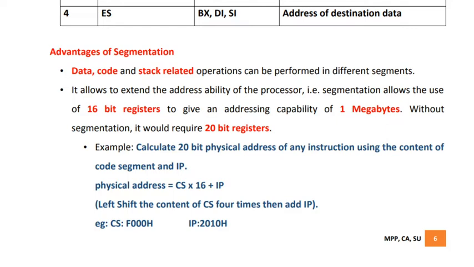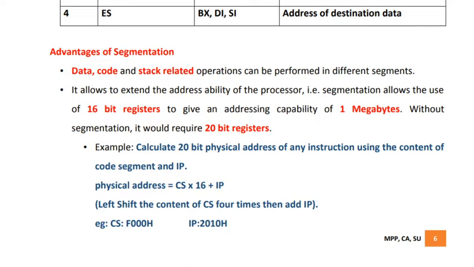It allows us to extend the addressability of the processor. That is, segmentation allows the use of 16-bit registers to give an addressing capability of 1 megabyte. Without segmentation, it would require a 20-bit register, which is not possible in the case of the 8086 microprocessor. Now let us try to understand this with the help of a very simple example.